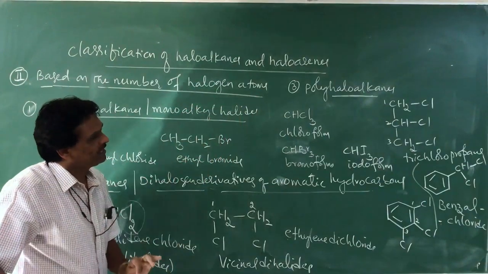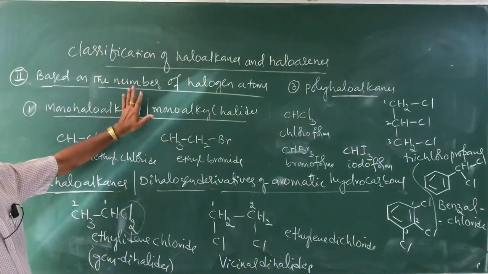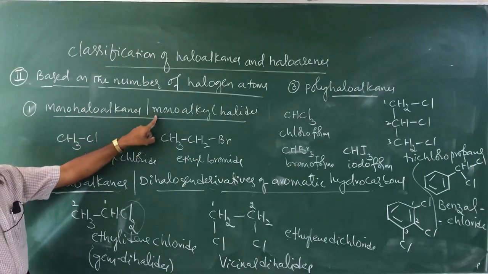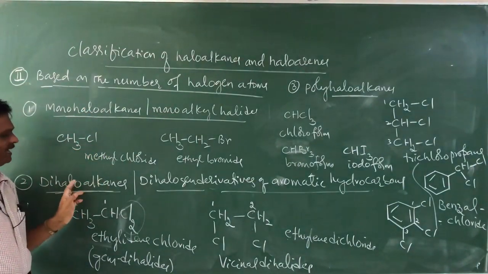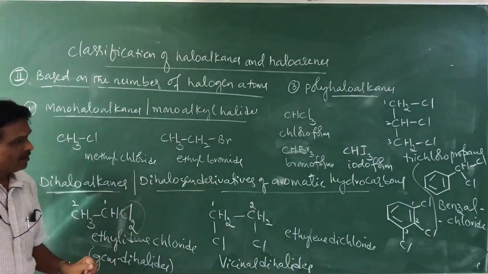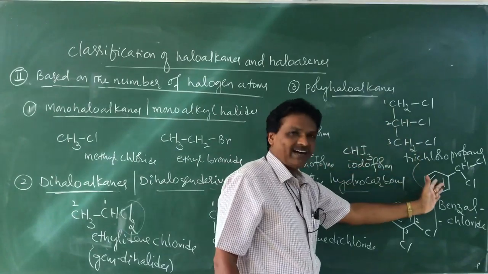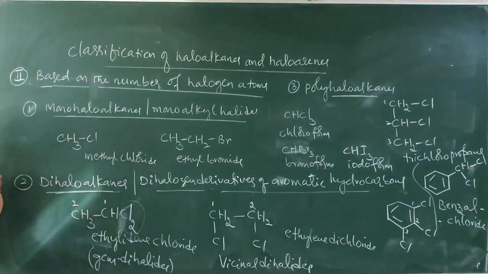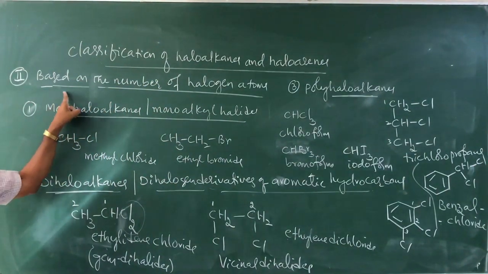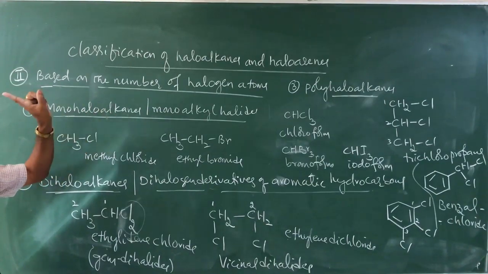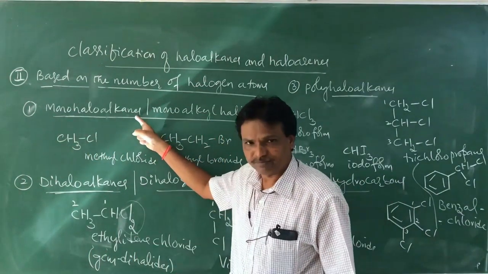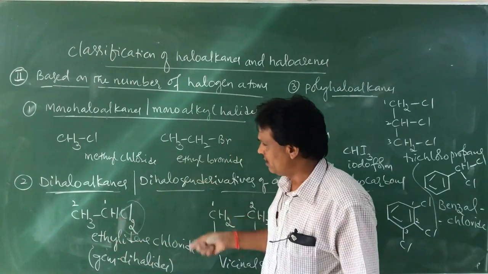The overall conclusion is, based on the number of halogen atoms present in a molecule of the substance, halogenated hydrocarbons are divided into three kinds: monohaloalkanes or monohaloarenes, dihaloalkanes or dihaloarenes, and polyhaloalkanes or polyhaloarenes. Monohaloalkanes are formed by the replacement of one hydrogen atom of an alkane by one halogen atom. So they are called monohaloalkanes.